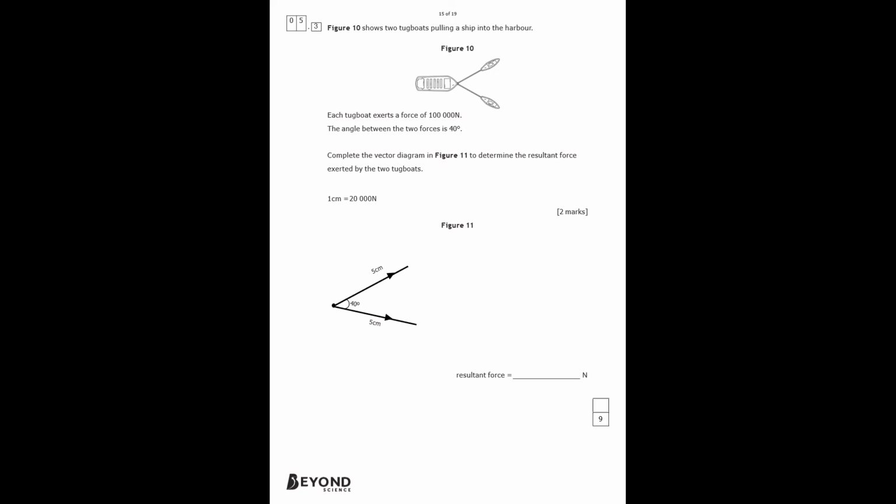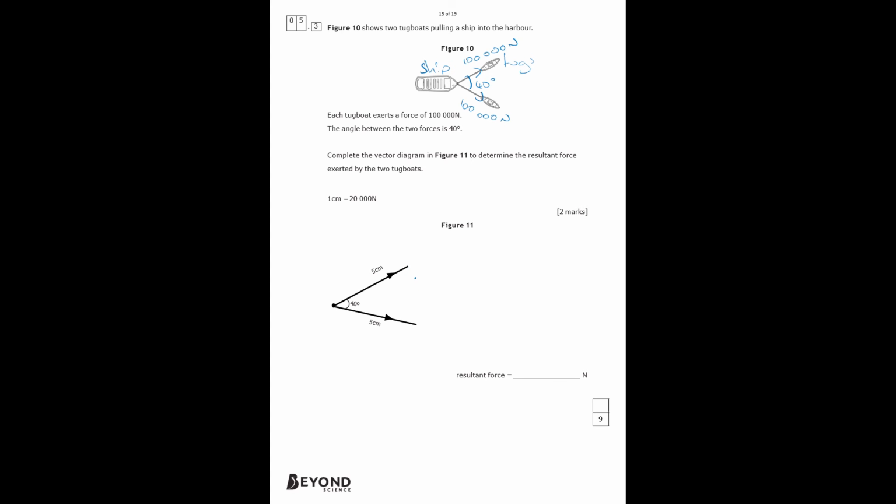So figure 10 shows two tugboats pulling a ship into the harbour. We've got our large ship here and our two tugs here and here. Each tugboat exerts a force of 100,000 newtons, so each of those is 100,000 newtons. But the angle between the force, we are told, is 40 degrees. Complete the vector diagram in figure 11 to determine the resultant force exerted by the two tugboats.